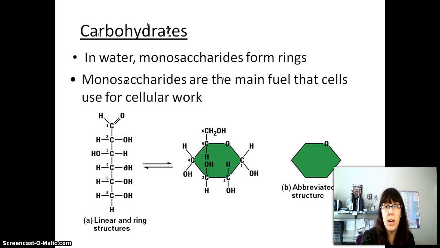So carbohydrates contain carbon, hydrogen, and oxygen, and they generally are the things that fuel the reactions in cells. This is the energy storage that most organisms have. Monosaccharides are small compounds like this, a small hexose sugar. 1, 2, 3, 4, 5, 6. Six is hex, and it can either be in a linear form or it can be in a ring form.